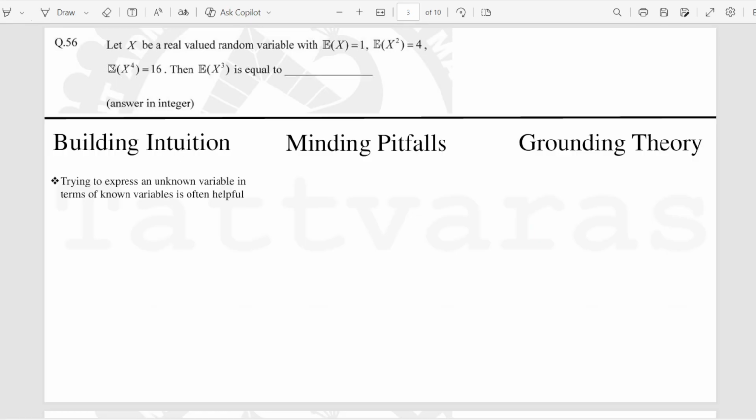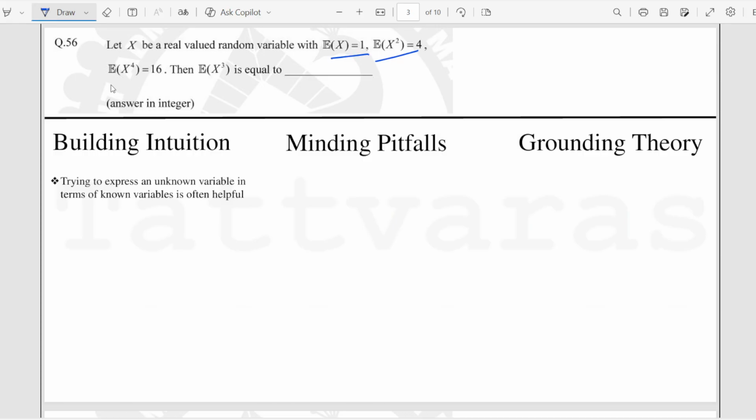Okay. So we can start by building intuition in the sense that we have some known things with us, and there is an unknown thing which seems connected with these known things. So, can this unknown quantity be expressed more in terms of what is known to us? That is what we will do.